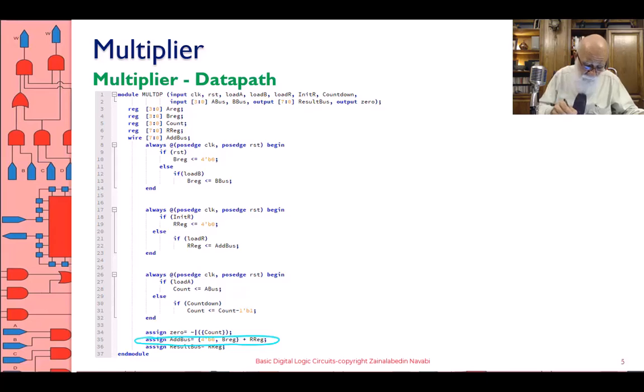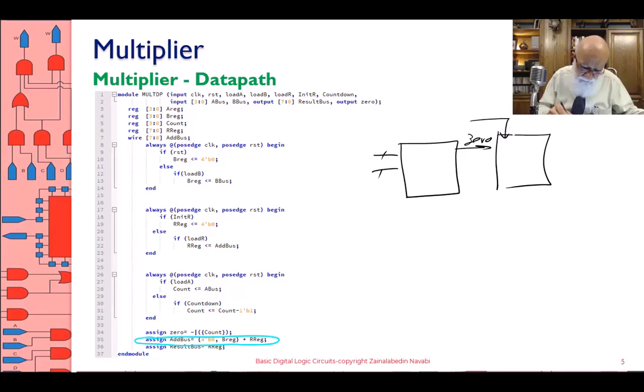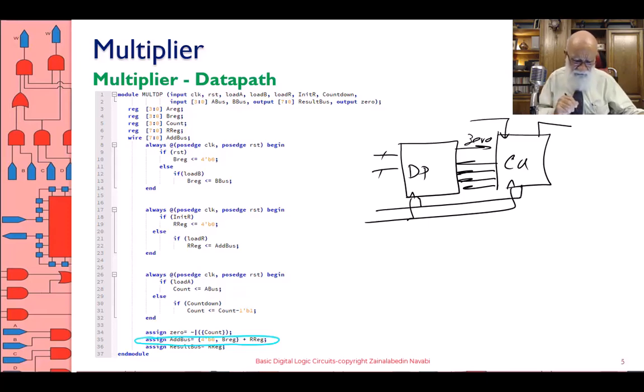So what I'm really doing here is, look, this is the data path. It takes A bus, B bus. It produces the 0 flag to the controller. Controller has a start, done. It issues the load A, load B, load R, init R signals to the data path, which is this thing here. And then this is the control unit. Both of them have the same clock, and both of them have asynchronous reset.